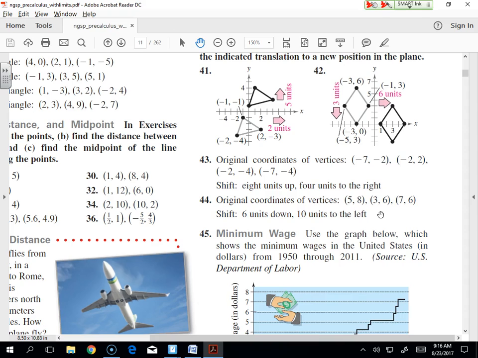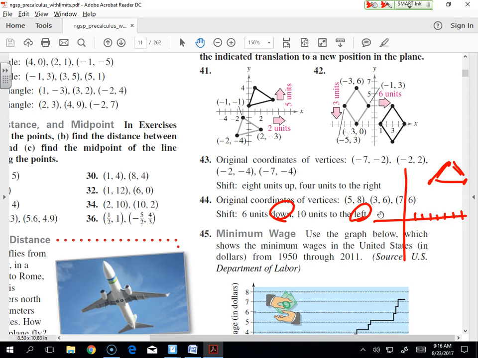And you could have drawn a picture if you really wanted to. You would have had it approximately, let's see, 1, 2, 3, 6-ish, 7, 6-ish, and 5, 8-ish. It'd be about there, roughly. And they want you to shift the 6 down and 10 left. So just think about the directions, down and left.